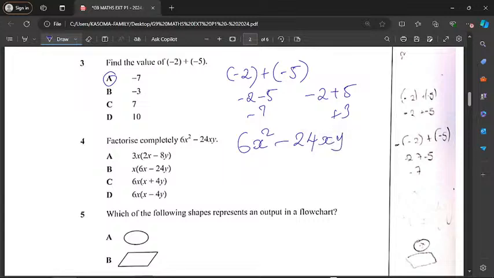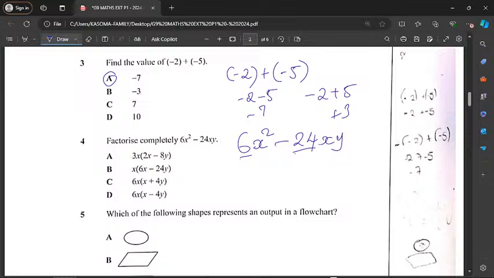Okay, so what we need to do is first of all consider the coefficients, which are 6 and 24. Do these numbers have a common factor? We are saying yes, the two numbers have a common factor. Which is the common factor? It is 6. 6 can go into 6, and 6 can also go into 24. Here we are looking for the highest common factor of 6 and 24.